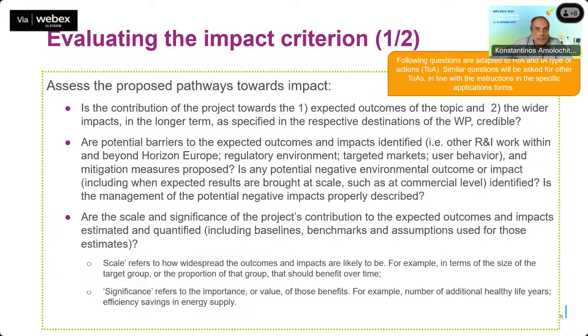For the impact criteria, again, we will have two sub-criteria. The first requests to assess the proposed pathways towards impact. And here we are always looking at the contribution of the project towards the expected outcomes and the wider and longer-term impact, any potential barriers and expected outcomes the impact may identify, and the scale and significance of the project's contributions to the expected outcomes and impacts. These are the main aspects from the pathways towards impact. Next slide.